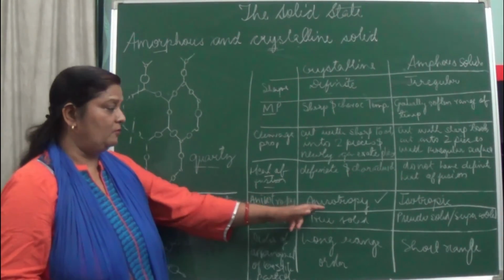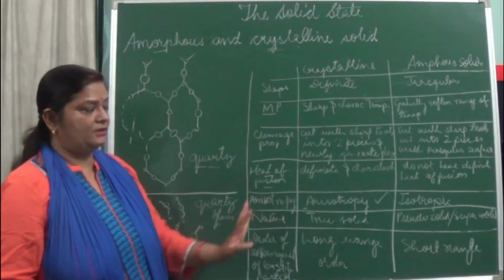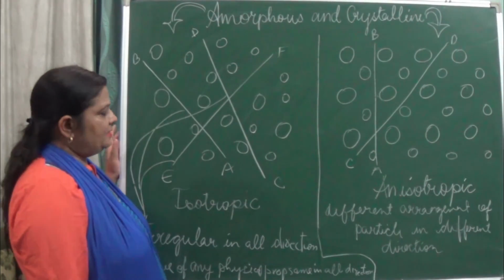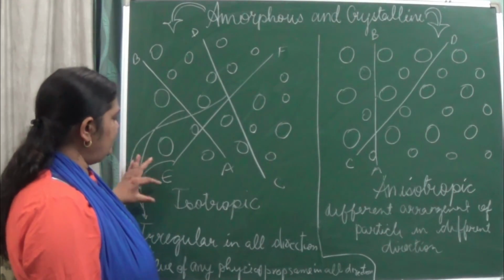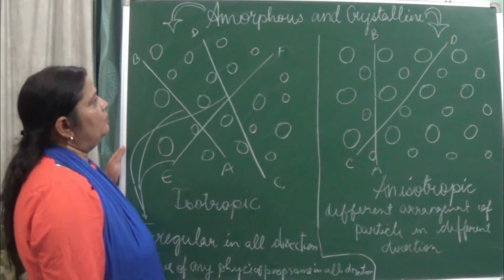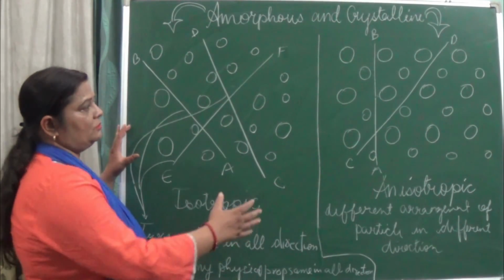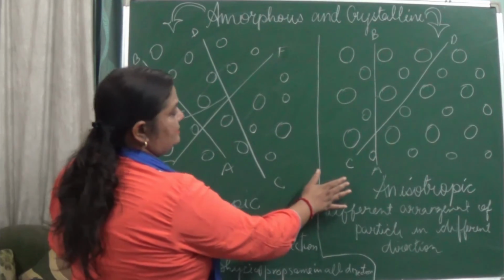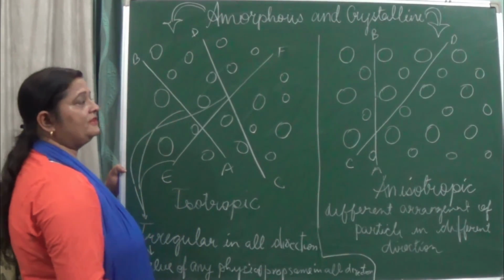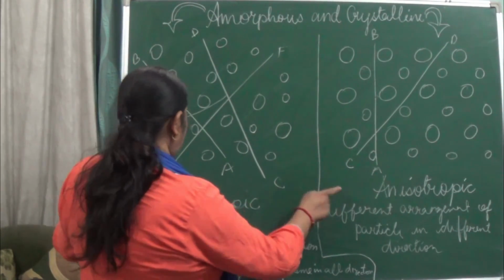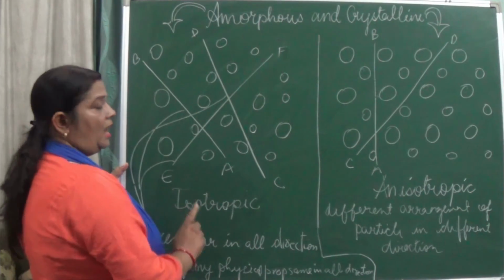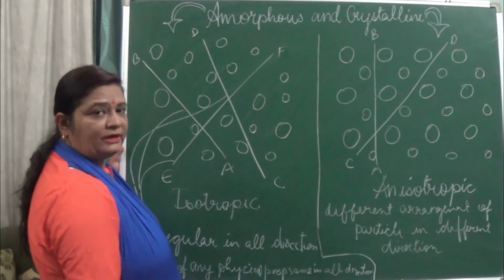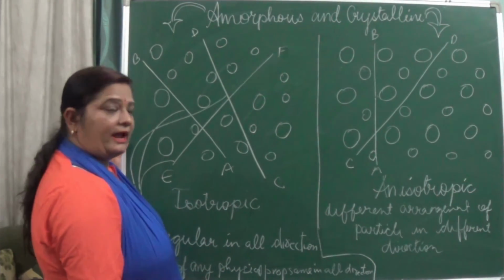Now we will be studying anisotropic and isotropic. So here you can see two structures on the board. This one is amorphous, and this one is crystalline. I told you the property of crystalline is that it is anisotropic in nature, and amorphous is isotropic in nature. Now I am going to explain this isotropic and anisotropic.